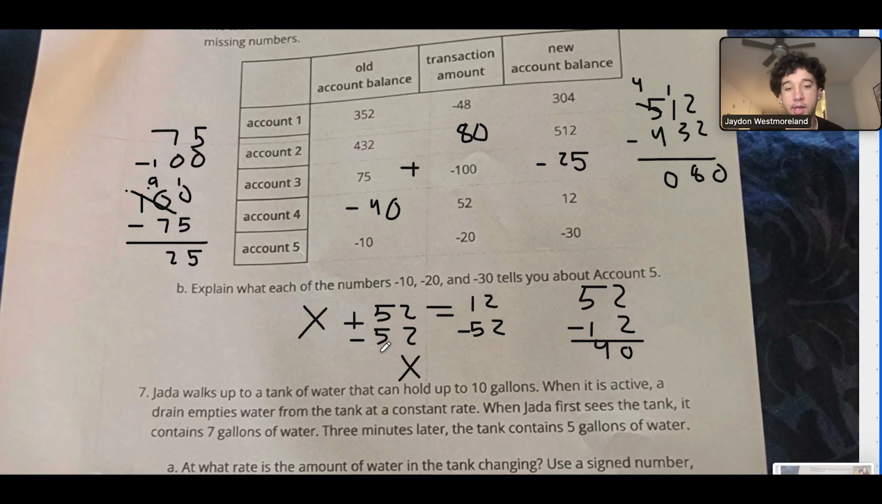Okay, explain what each of the numbers, negative 10, negative 20, and negative 30, tells you about account 5. Well, it tells us that he started with a negative number, right? He overdrafted his account is what you'd probably say, or he just started with negative money. Then he spent money that he didn't have, right? So he owed $10. Then he spent $20 more, even though he already owed $10. So that now means that he owes $30, right? That's essentially what he's doing. He was broke, became broker, now is really broke.